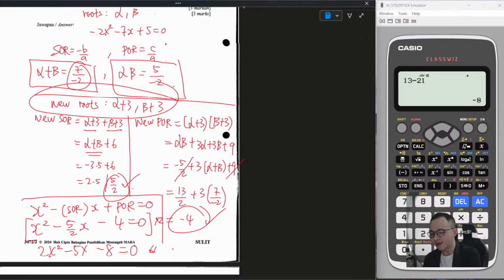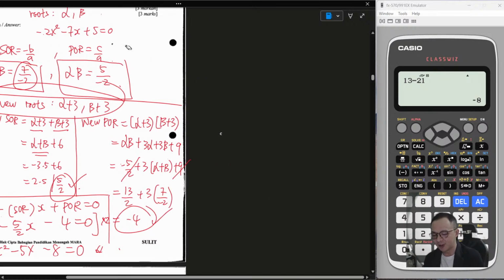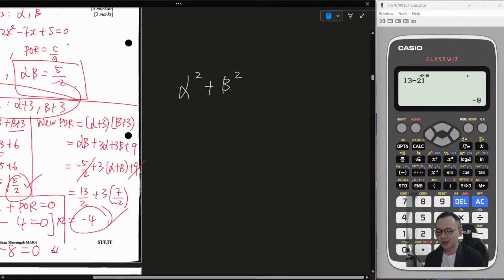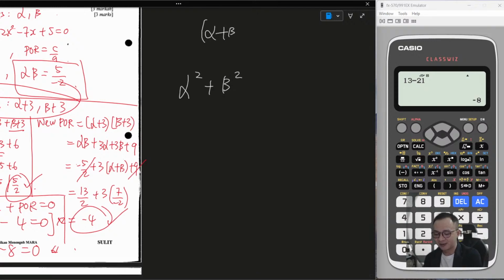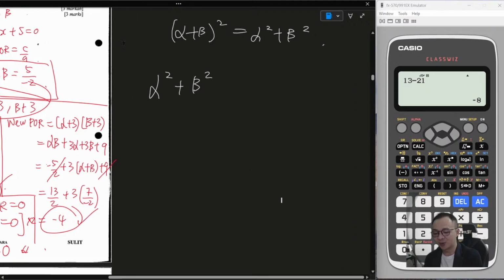But here I want to say something quite common in these cases. Sometimes you might need alpha squared plus beta squared. A lot of students have no idea how to get this one. If you have alpha plus beta, you square this, it is not equal to alpha squared plus beta squared, right? This one you should have another 2 alpha beta, right?